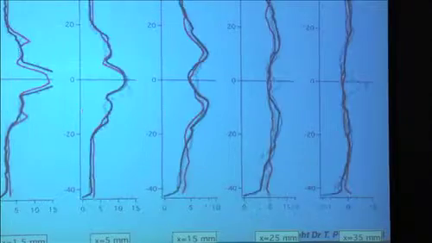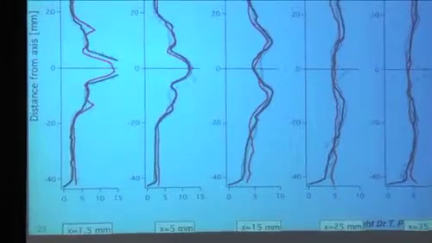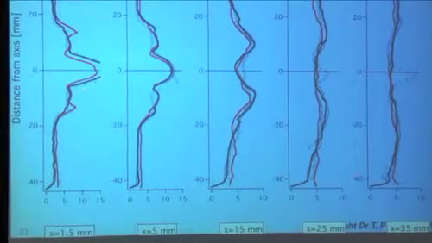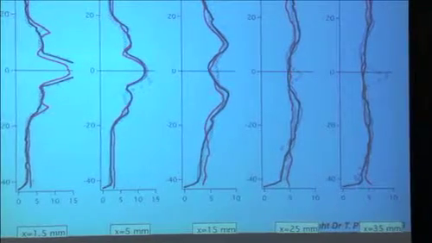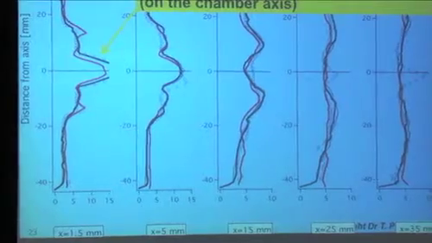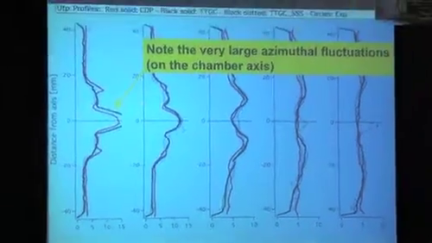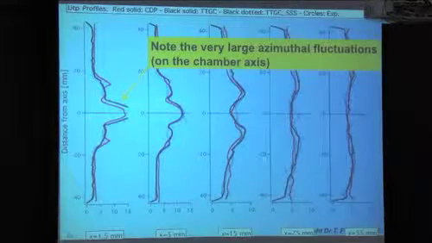We don't know. Same thing for the RMS azimuthal velocities. You can see also the very large values on the axis, and the comparison with the experiment, which is quite good. Now, if you start looking at this, you might wonder, why do we have such a high level of turbulence on the axis of a swirl burner?